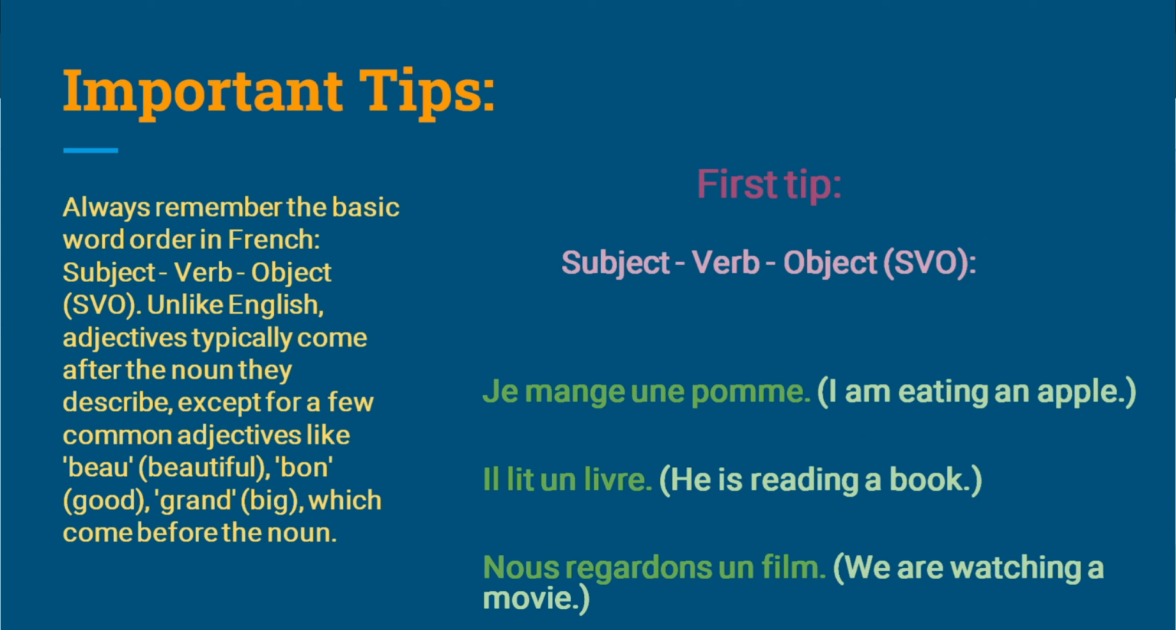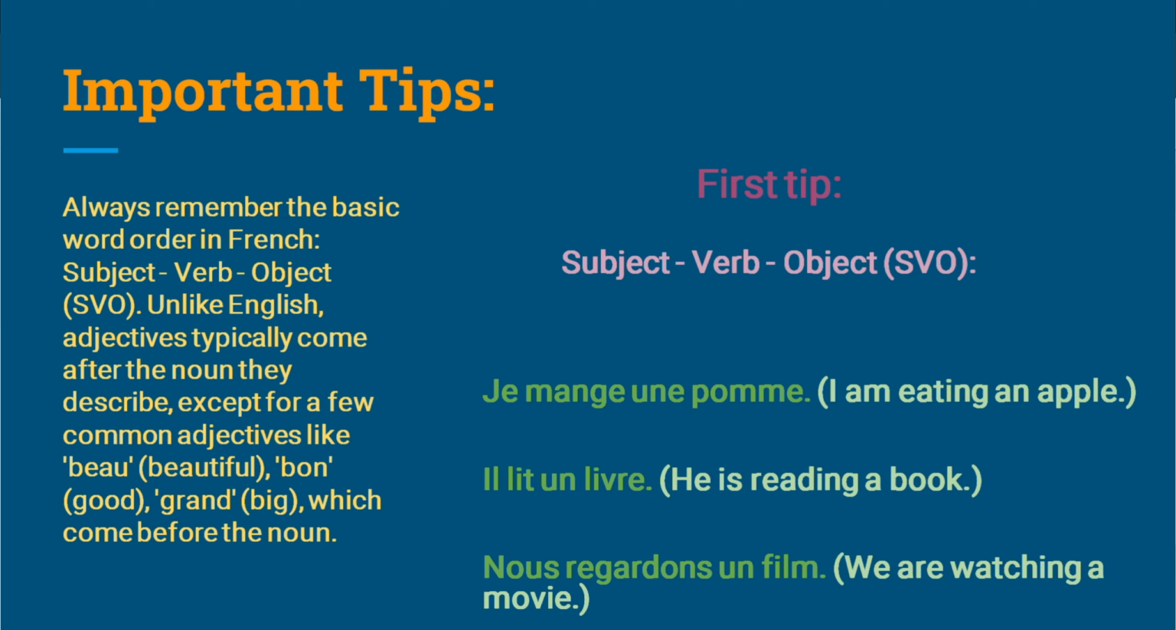Important tips. First tip. Always remember the basic word order in French. Subject, verb, object, or for short SVO. Unlike English, adjectives typically come after the noun they describe, except for a few common adjectives like beau, beautiful, bon, good, grand, big, which come before the noun.